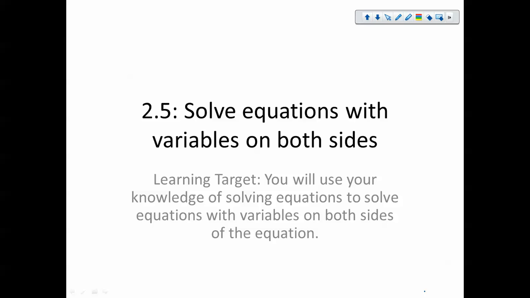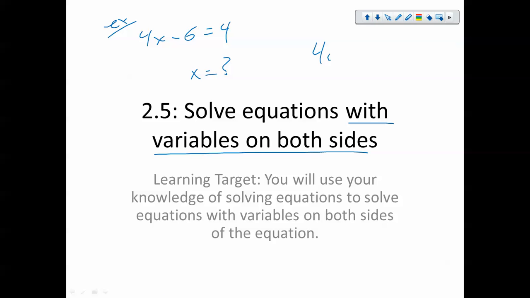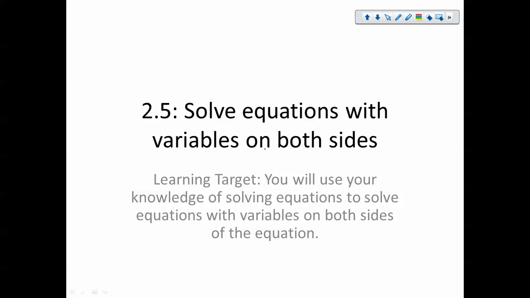So today we're solving equations, but this time the difference is the variables will be on both sides of the equation. For the previous ones that we've been doing, the variable has only been on one side, and therefore we've just been moving things around to get the x by itself, for whatever that might be. Today, the variable is going to be on both sides. So we're going to need to figure out what we need to do to get all the variables on one side so that we can isolate that variable.